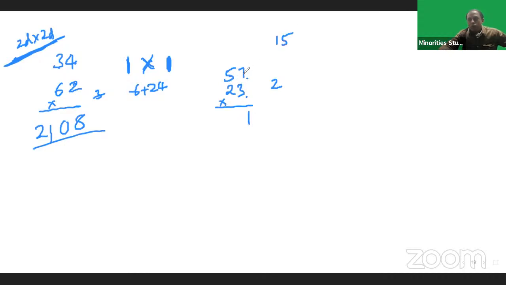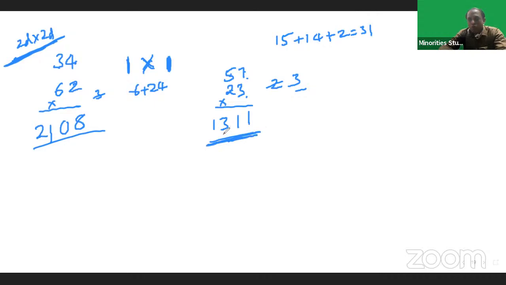Cross multiplication. 5 into 3, 15, plus 7 into 2, 14. 15 plus 14 is 29. 29 plus 2 is 31. 31, carry 3, write 1. Finally, straight line. 5 into 2, 10. 10 plus 3 is 13. 1311 is your answer. This is any two-digit number multiplied with another two-digit number.